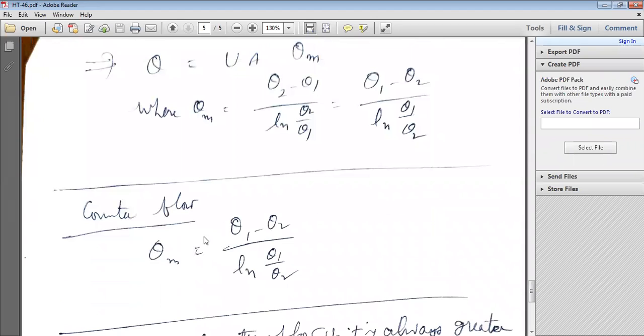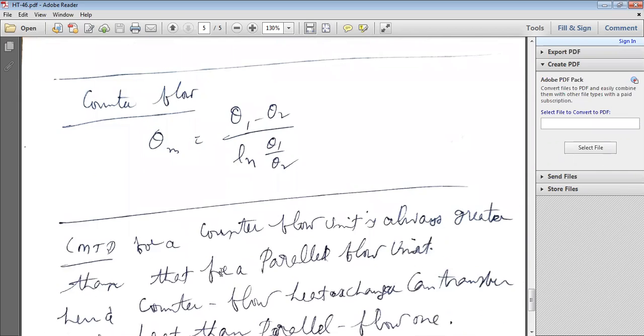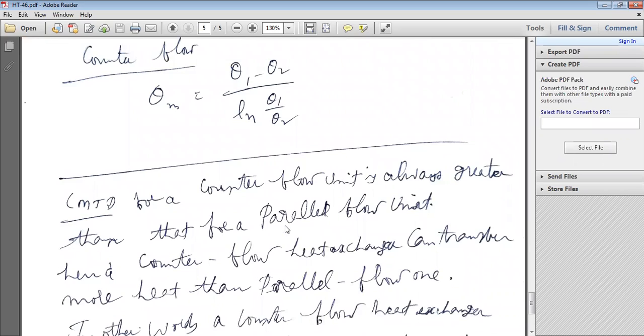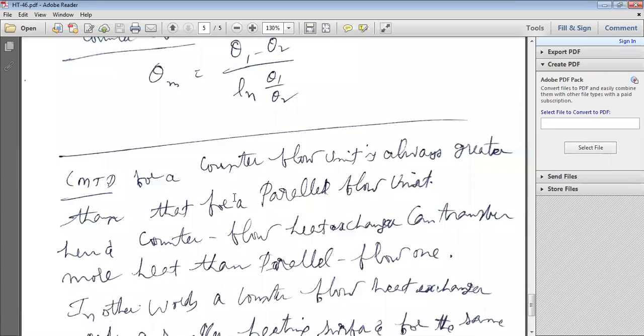Similarly, for counterflow also, the log mean temperature difference is theta 1 minus theta 2 divided by Ln theta 1 by theta 2. All of you derive the LMTD for the counterflow heat exchanger also. And if you observe the LMTD of counterflow and parallel flow, the LMTD for a counterflow unit is always greater than that of a parallel flow unit.